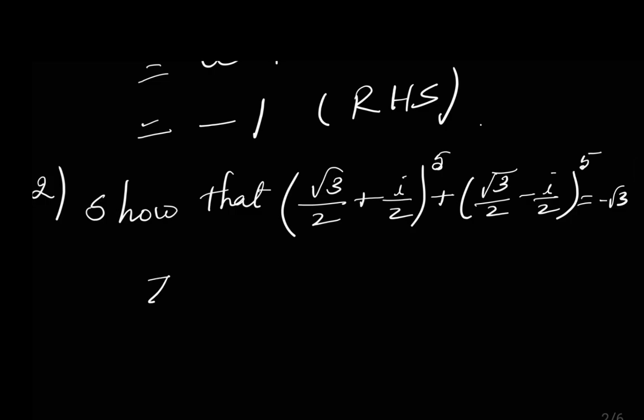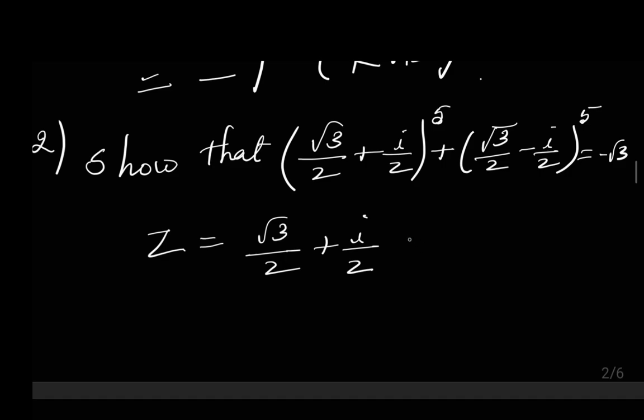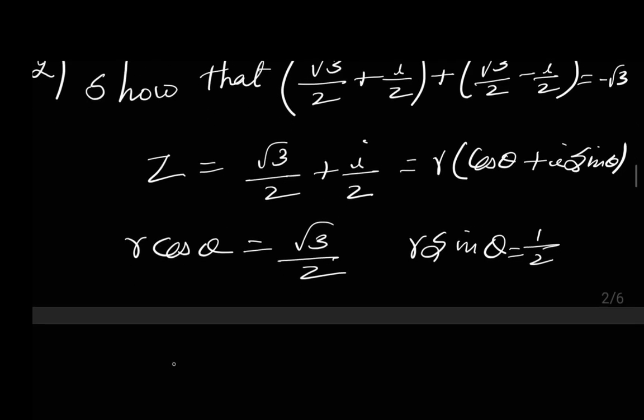So first let me take the first number as z, root 3 by 2 plus i by 2. I am going to write this in the polar form so that you can apply De Moivre's theorem. So this is equal to r times cos theta plus i sin theta. So what is r cos theta? This is equal to root 3 by 2. r sin theta, the coefficient of i, is here 1 by 2. So what is r here?